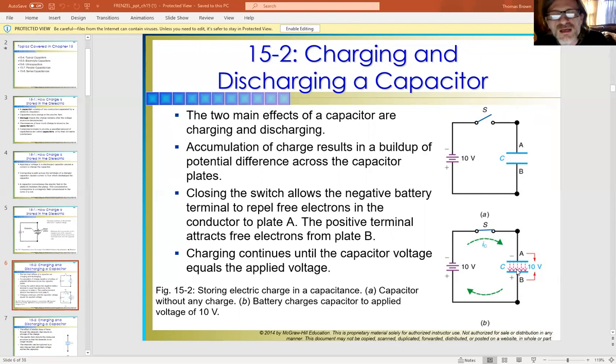In this case, if we have just a straight DC supply, it'll continue charging until it equals the applied voltage, or it'll try to equal the applied voltage as long as it can handle that. If it's exceeding it, you will basically destroy your capacitor.